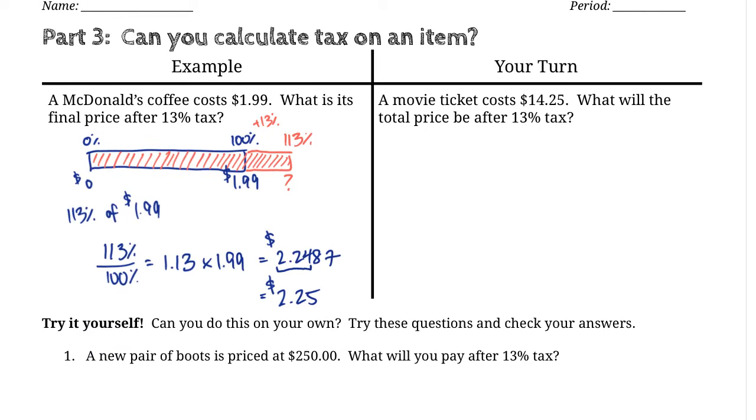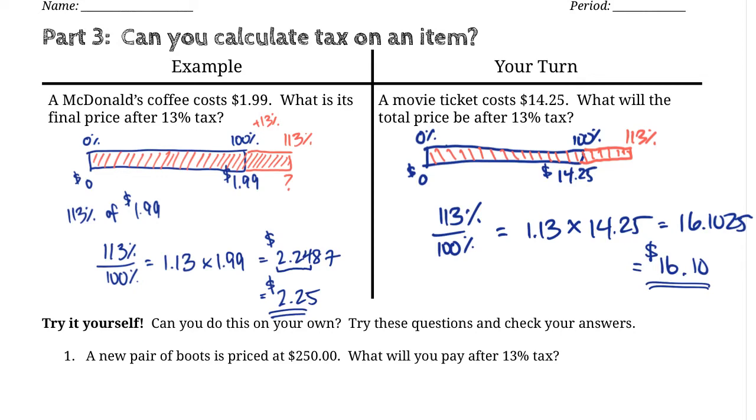There you go. So I want you to try to follow the exact same process for a movie ticket that costs $14.25. How much would it cost if we added 13% tax to that? Pause the video here, try it yourself, unpause to see the answer. And there we go. So we added 13% onto that total, which gave us 113% again. And we want to find 113% of 14.25. So we find the decimal first, which is 1.13, and then multiply by 14.25, which takes us to our total cost of $16.10. So that's how much you'd actually pay if movie tickets were $14.25.